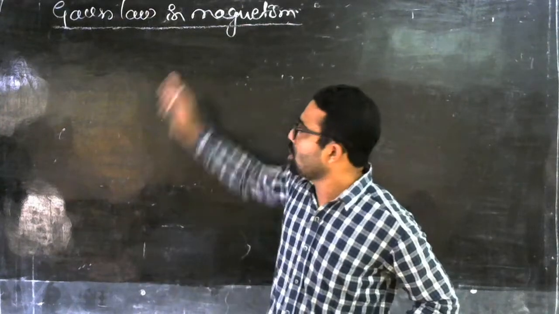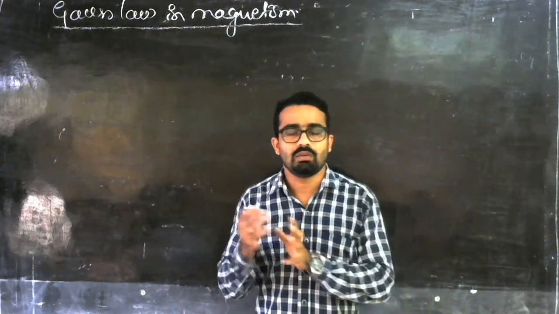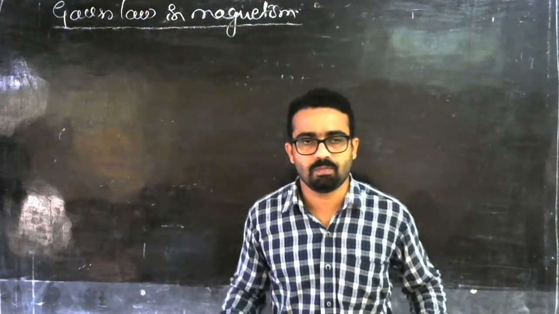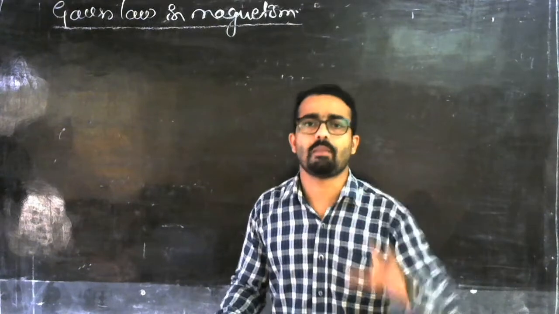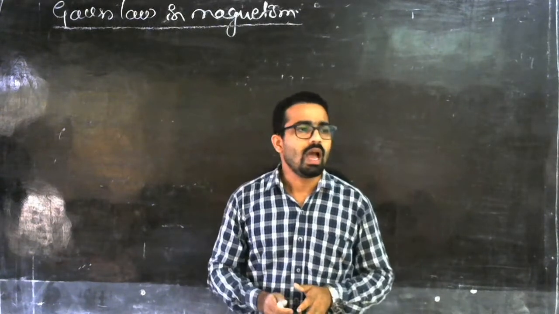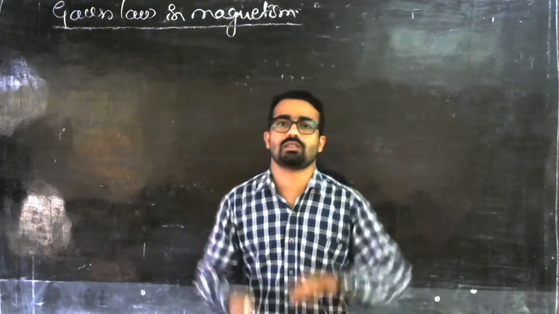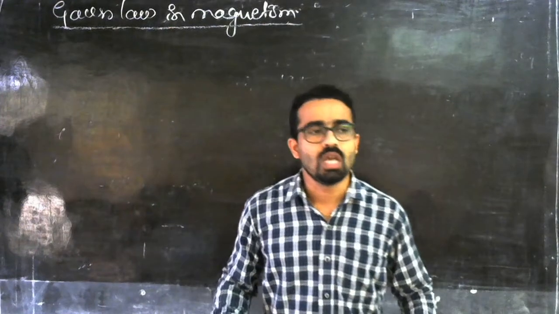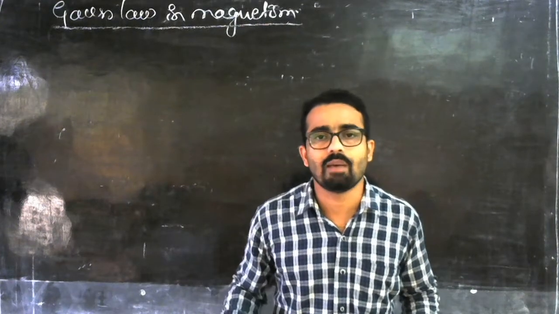So that Gauss gave one law in electrostatics, and it was about the electric flux. Electric flux means the number of field lines passing through a given area. And he gave one equation to find the electric flux through any area. The same scientist has also given a law in magnetism.